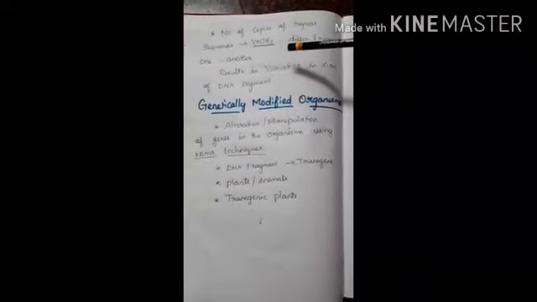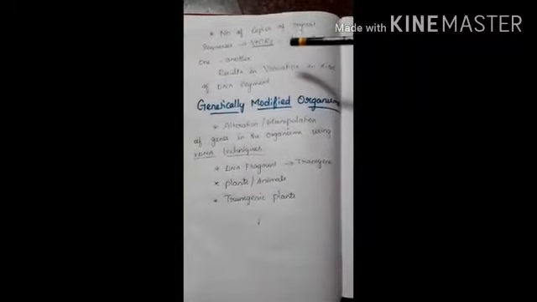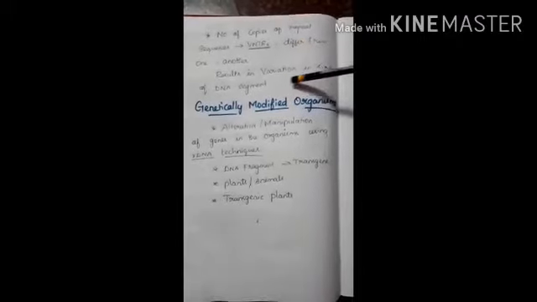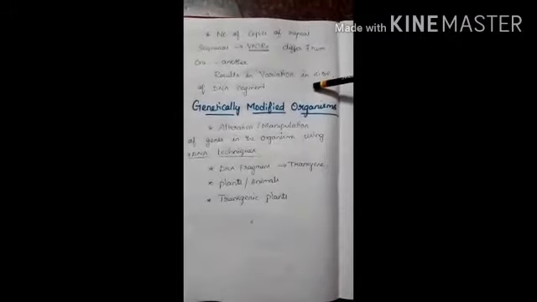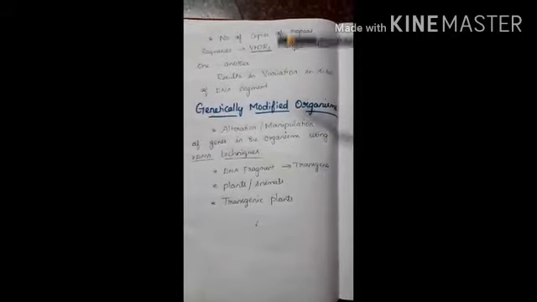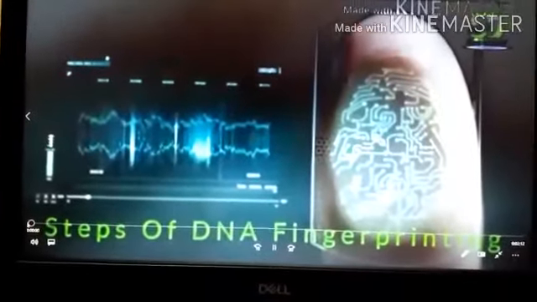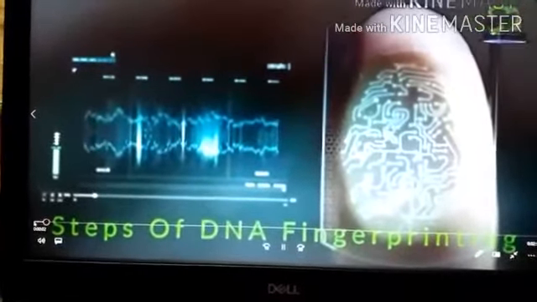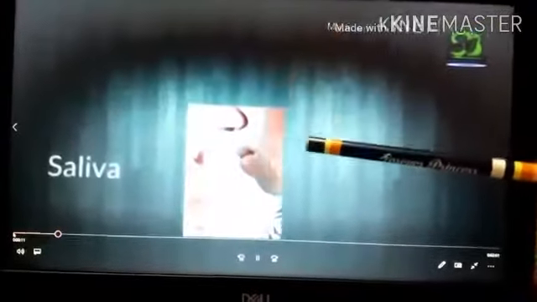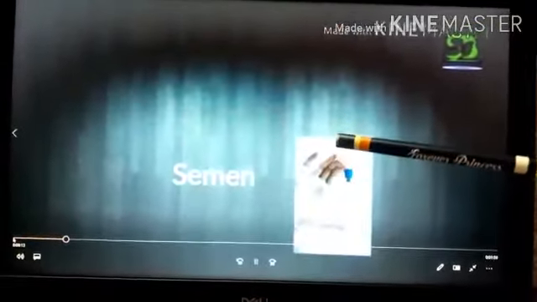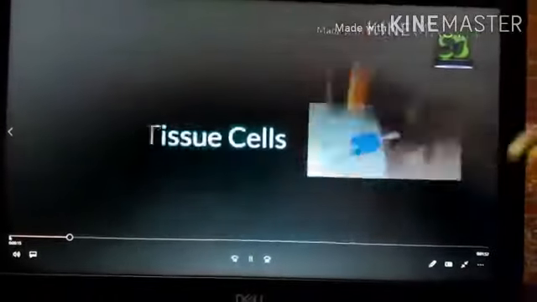So finally, what result do we get from DNA fingerprinting? Variation in size of the DNA segments. So this is the DNA fingerprinting technology. Let us discuss the steps of DNA fingerprinting. The first step is specimen collection. The specimen is collected from the person's blood, hair follicle, saliva, semen and any body tissue cells.